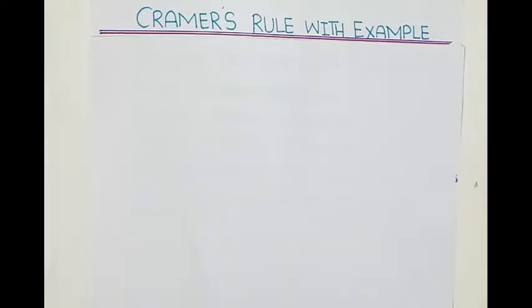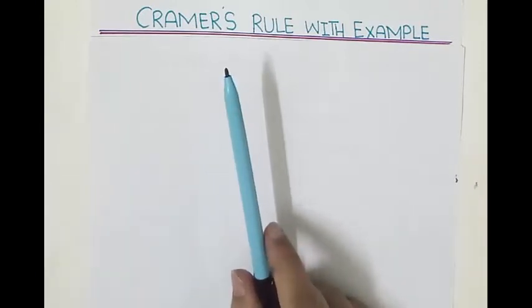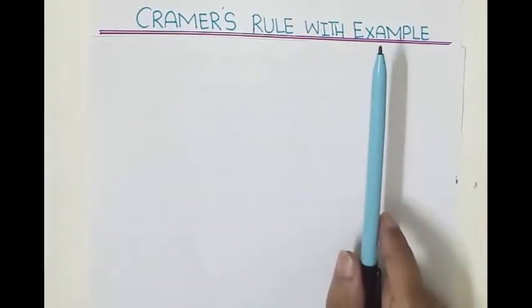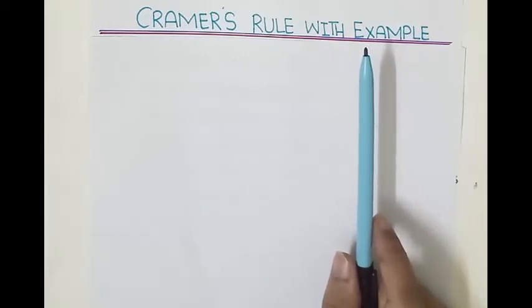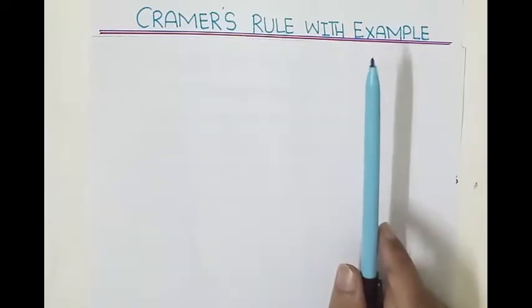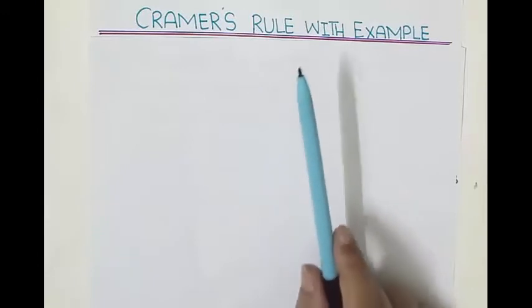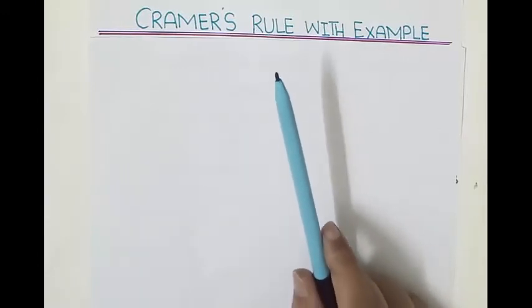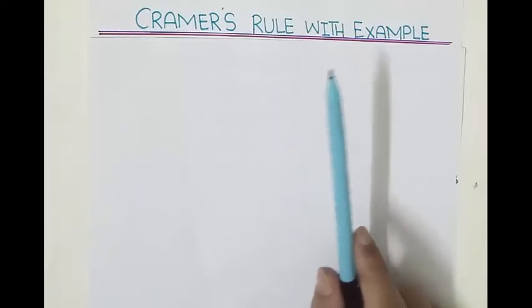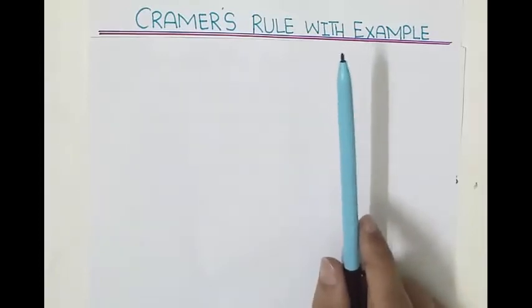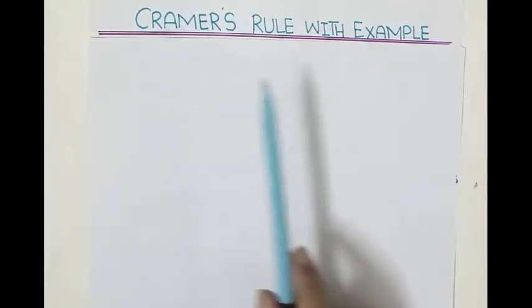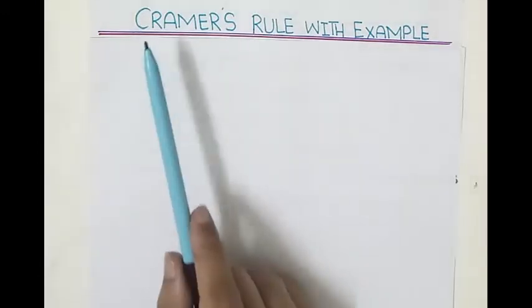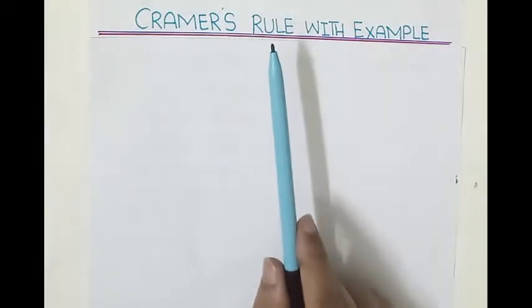Our today's lesson is to solve the non-homogeneous linear equation using Cramer's rule. So this is the last rule. In the previous videos we have discussed how to solve the non-homogeneous linear equation by the inversion method, by the Gauss elimination method, by the Gauss-Jordan method, and now we will learn how to solve non-homogeneous linear equations with the help of Cramer's rule.